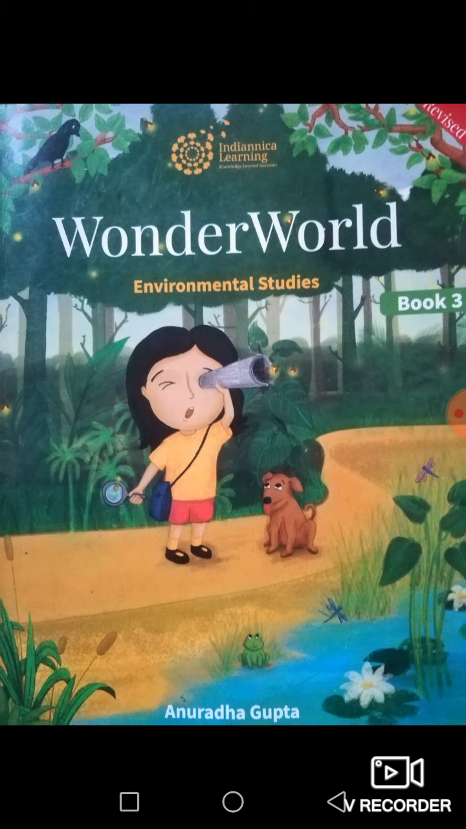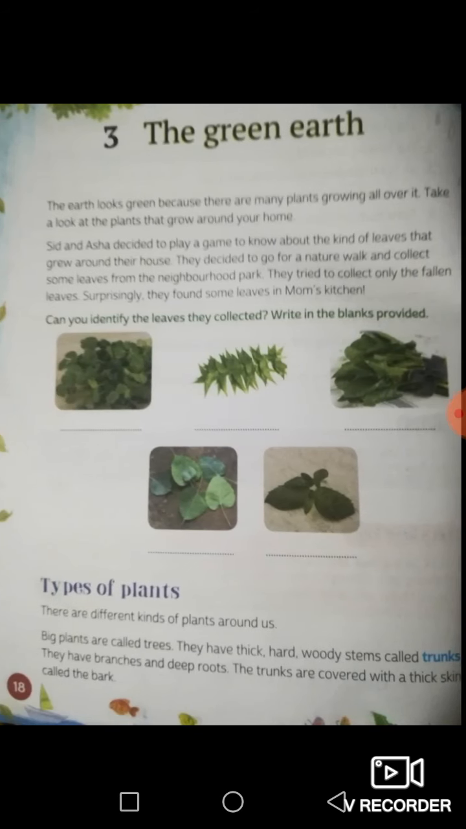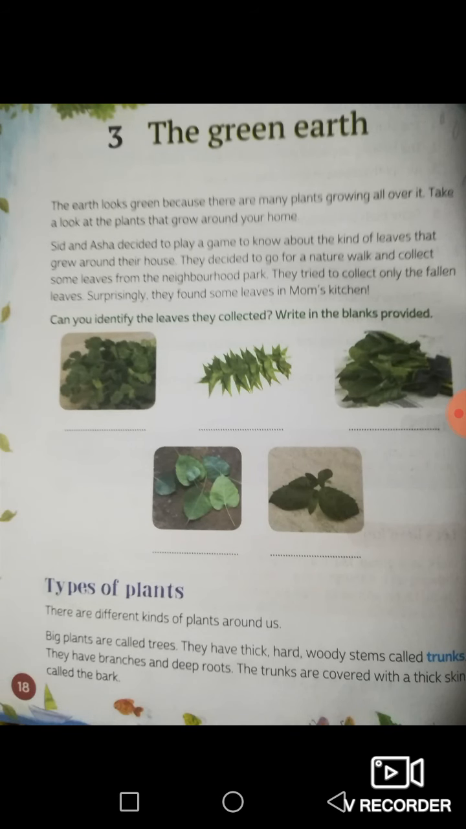Now, everybody, take out your Wonder World Environmental Studies Book 3 and turn with me to page 18. Lesson number 3, the Green Earth. Is everybody ready? Now, we are going to learn about the different plants in the world you see around you.